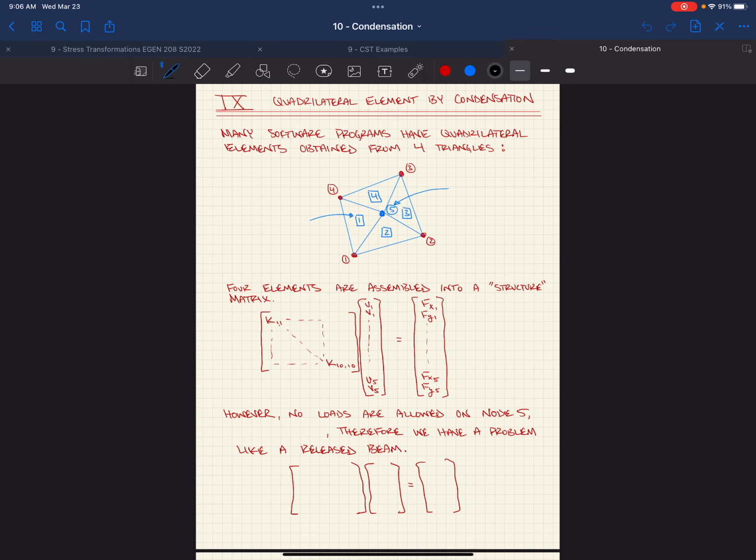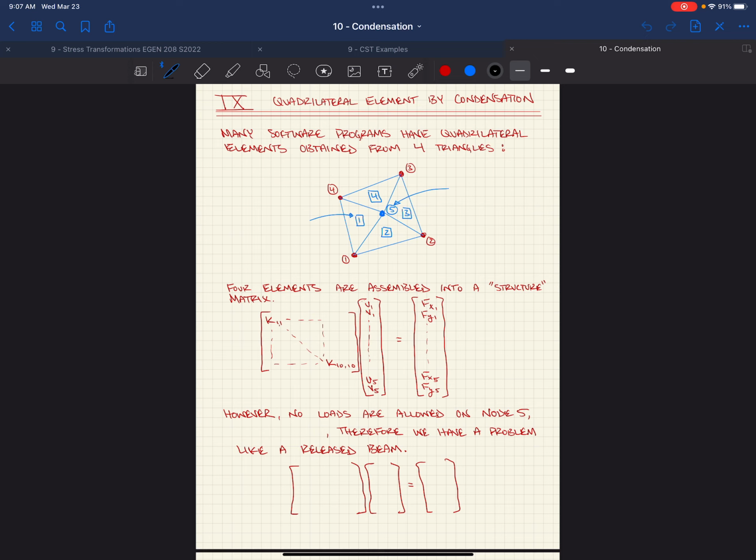So what is this idea of condensation? Why do we want to know about it? Well, a lot of software programs have quadrilateral elements, okay? And those quadrilateral elements actually establish a fifth node inside the element, and they establish 4 triangles, okay? This is what VA does, right?